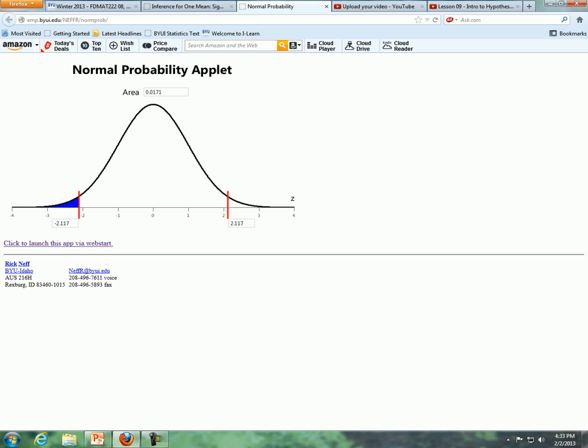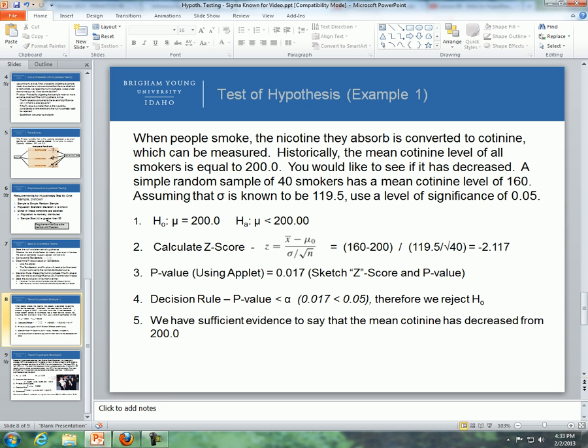Let me go back to the results here. Our p-value here is 0.017, which is less than our level of significance, which is 0.05. And so therefore we reject the null hypothesis. And we conclude that, because we rejected the null, we have sufficient evidence to say that the mean cotinine level has decreased from 200 micrograms per gram. I refer to the alternative hypothesis in the conclusions because we have sufficient evidence, because we rejected the null, that the mean cotinine level is less than 200 micrograms per gram.